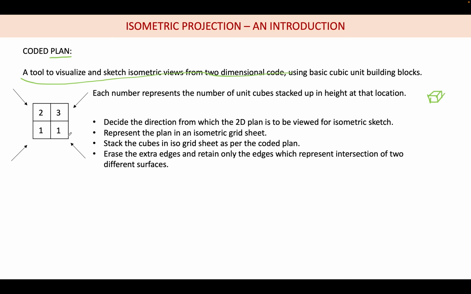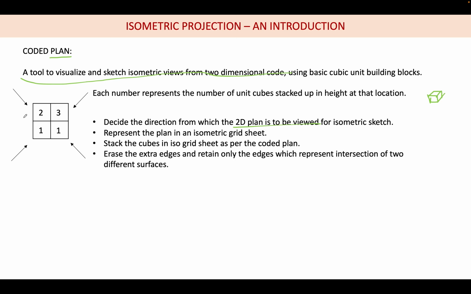So from this, how to get the ISO view? For this there are some steps. First you have to decide the direction from which the 2D plan is to be viewed. There are 4 directions like this. You can view like this, like this, like this, or like this. As I told you, isometric means if you view straight it will become orthographic, but when you view it inclined like this, then you get isometric.